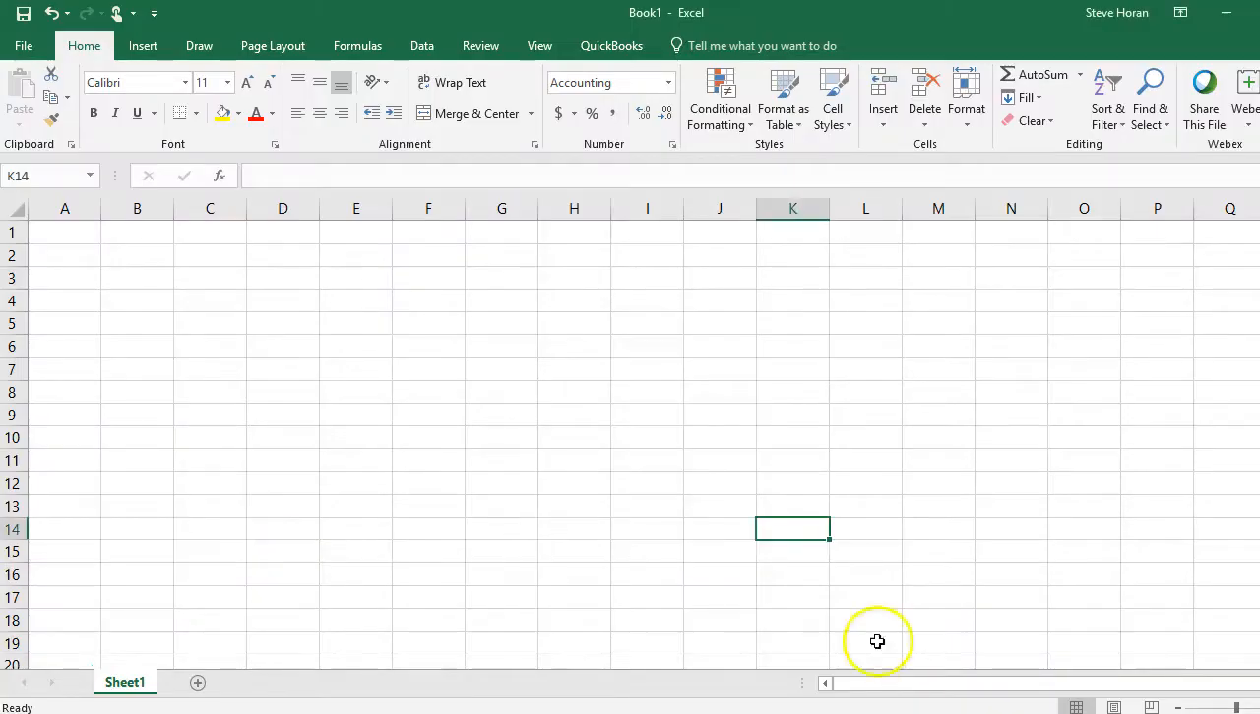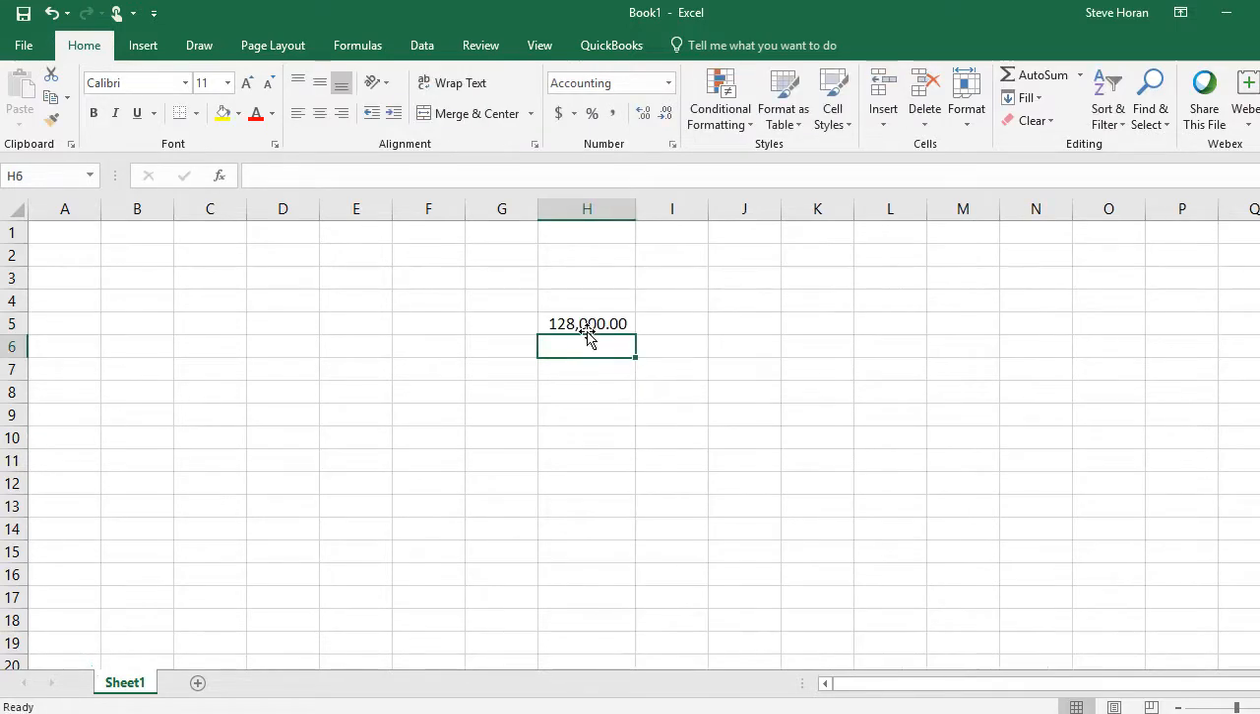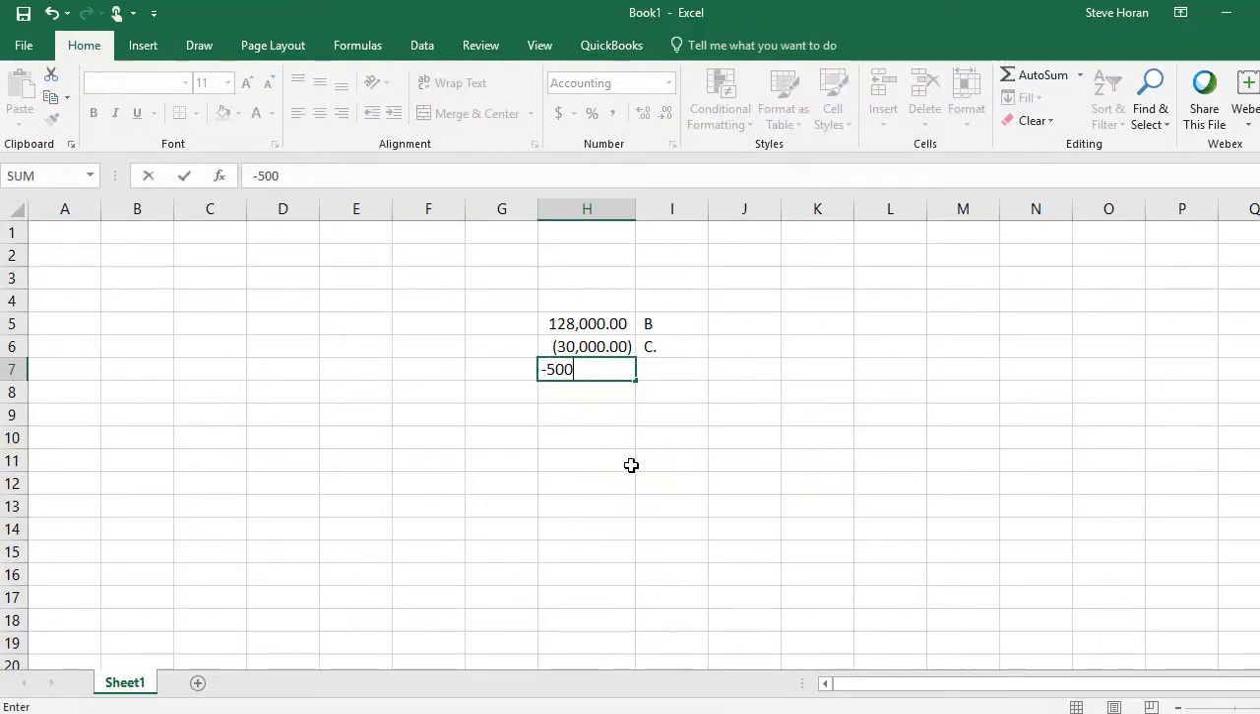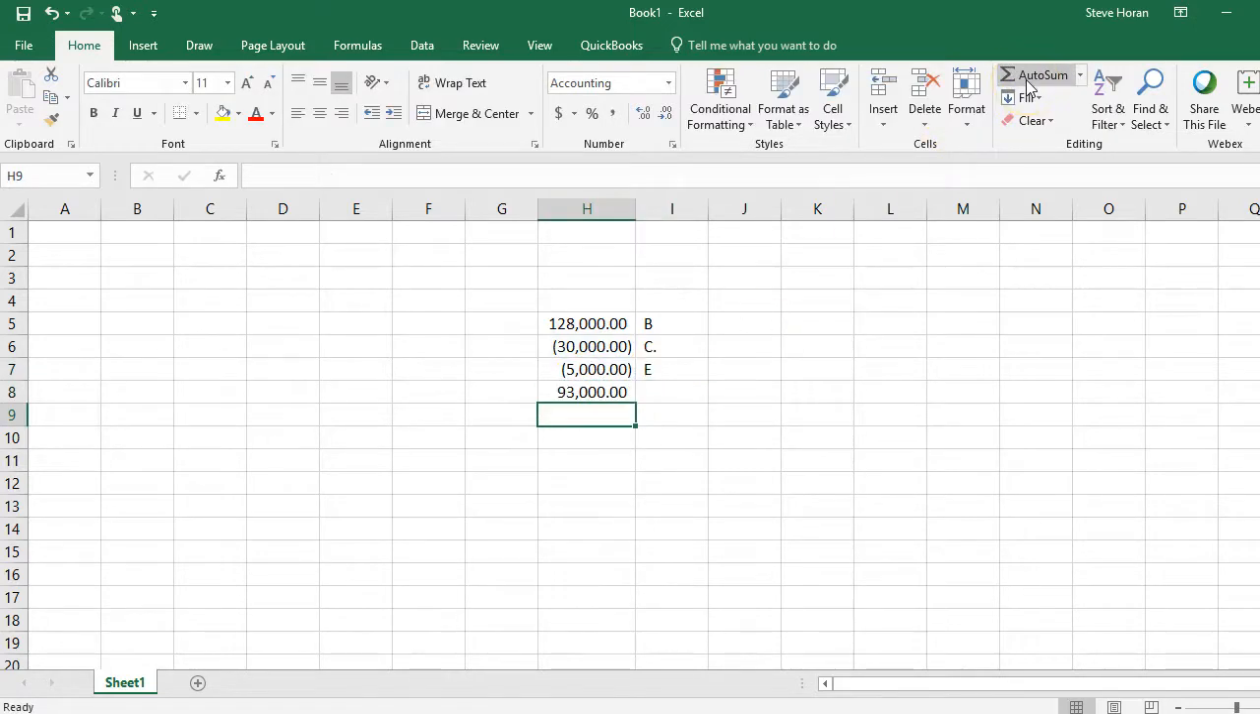Okay, so let's go back to Excel. We'll just work a few numbers here. His original basis is 128. I'll just say B for basis. Then he receives cash of 30, so I'll go minus 30,000, and just say C for cash. And then he receives equipment with a basis of 5. I'll just do E for equipment. And we just sum that up, and his new basis is 93,000.